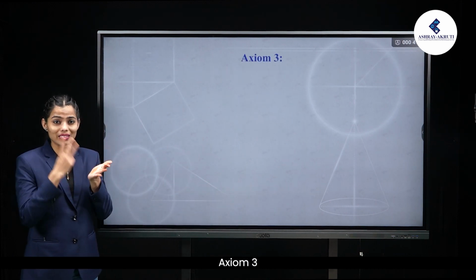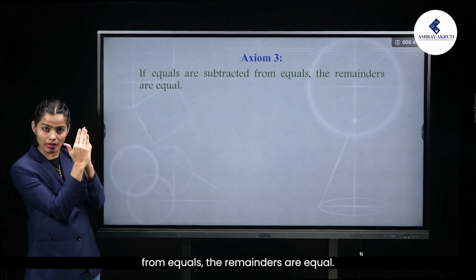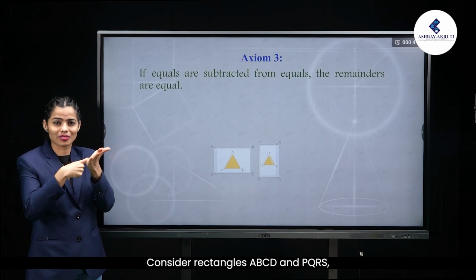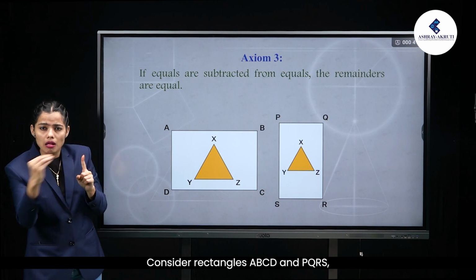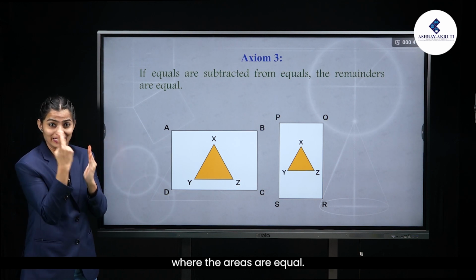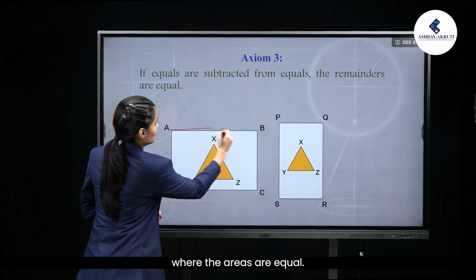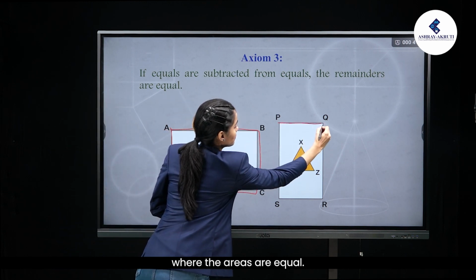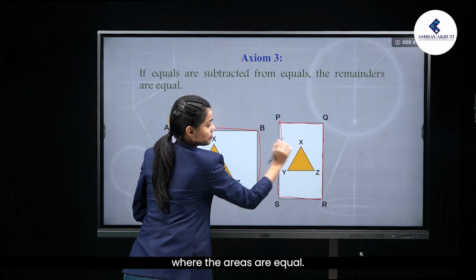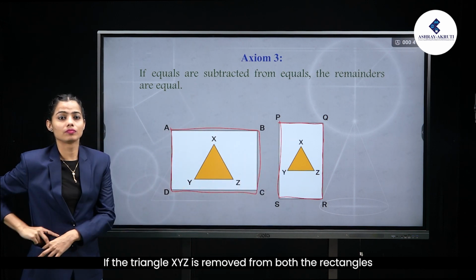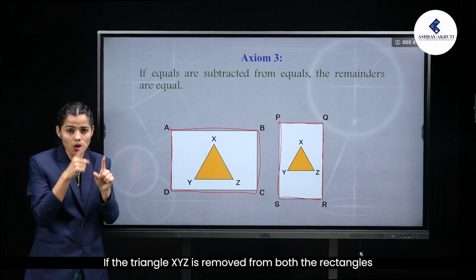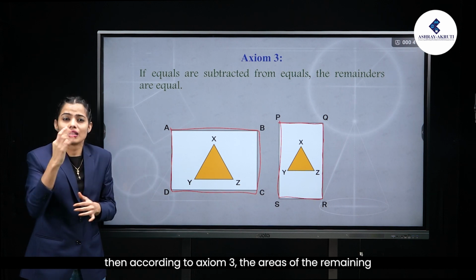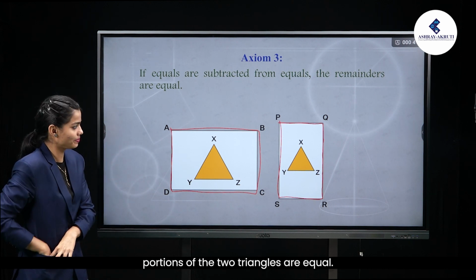Axiom 3. If equals are subtracted from equals, the remainders are equal. Consider rectangles ABCD and PQRS where the areas are equal. If the triangle XYZ is removed from both the rectangles, then according to axiom 3, the areas of the remaining portions of the two rectangles are equal.